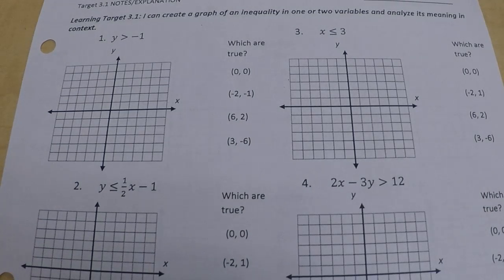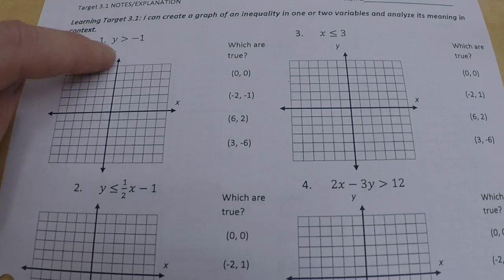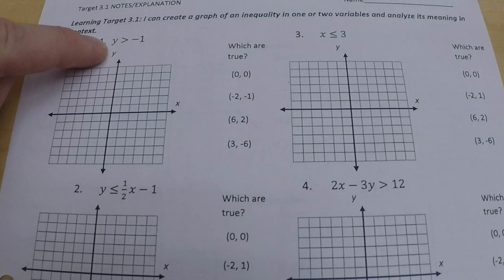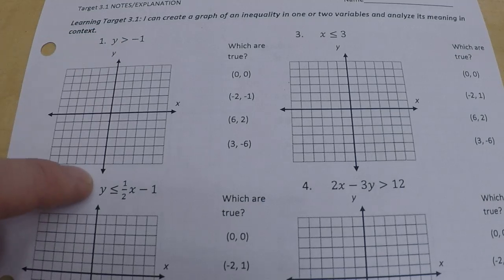In this video, I'm going to show you how to graph inequalities on an XY plane. I'm going to start with these two up top. Y is greater than -1. I want to shade all the points where the Y coordinate is greater than -1. So what I do is I start with going to -1 on the Y axis.